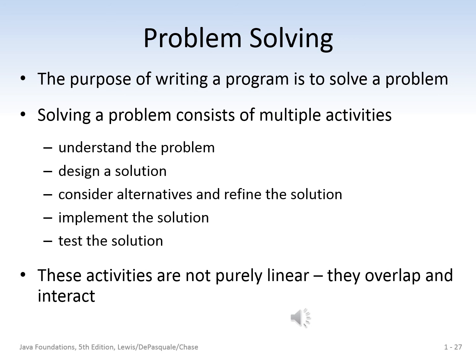We write programs to solve a problem, generate a solution to a problem. And solving a problem involves multiple steps, which are not purely linear. Some of these are iterative. But first, you need to understand the problem. And then you need to design a solution to the problem. And during that process, you need to consider alternatives. And often an alternative will be identified, and you're back to understanding the problem, designing a solution.